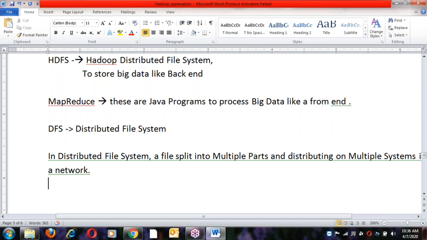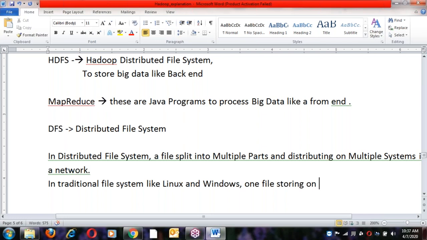Traditional systems will not support that. Traditional file systems, like Linux and Windows file systems: in these, one file is stored on only one system, not multiple systems. This is the traditional file system.